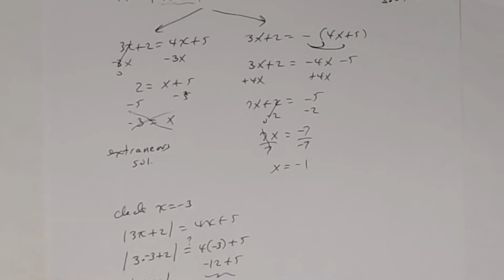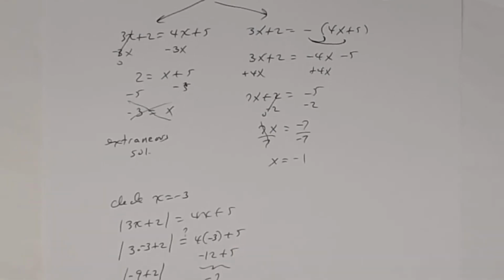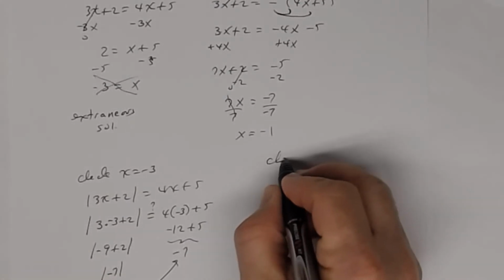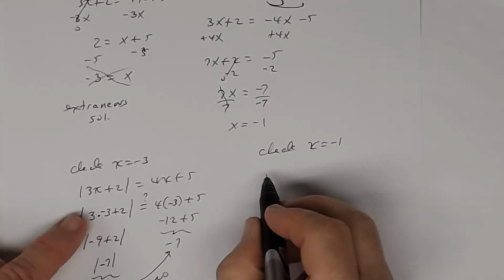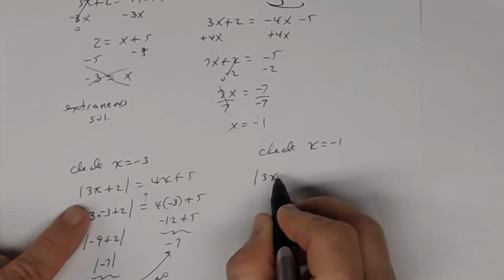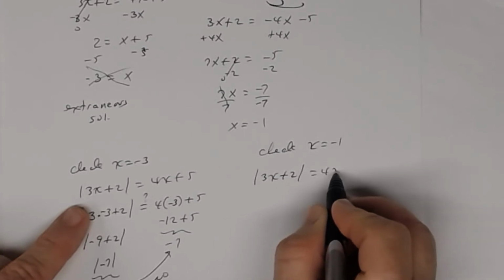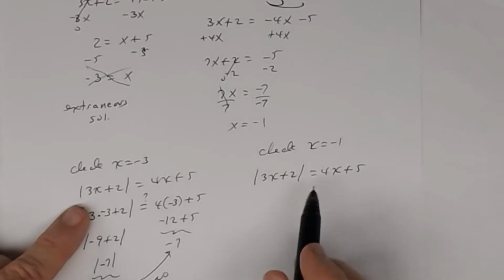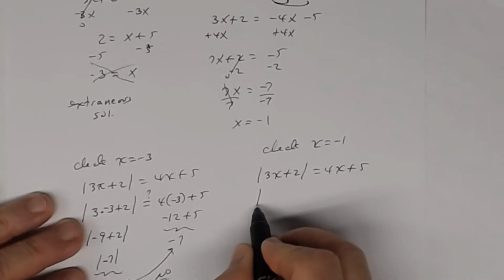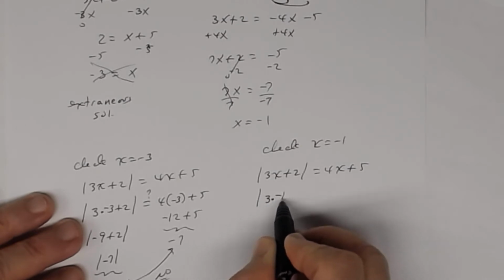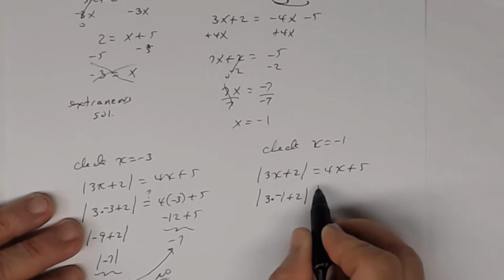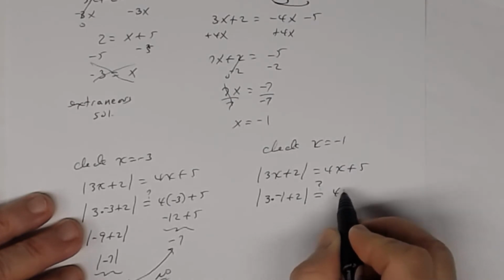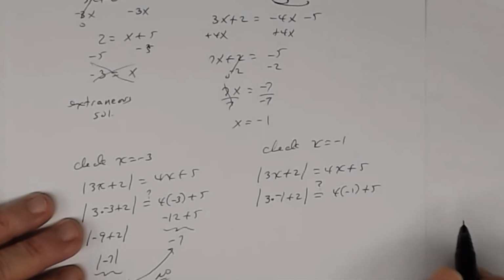Okay? All right. So let's go to the other one. Let's check x equal -1. So when I check x equal -1, let's see what we get. So go back to the original equation, which is this. And wherever we see the variable x, I'm going to substitute -1. So I have the absolute value of 3 times -1 plus 2. And I want to see if that's going to equal 4 times -1 plus 5.